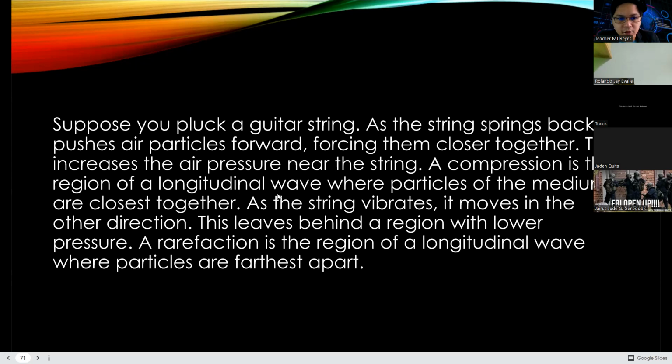If a section of a longitudinal wave is where particles of a medium are closest, if they are actually close, it is considered compression. If a region of a longitudinal wave is where particles are farthest apart, it is rarefaction. Compression and rarefaction.